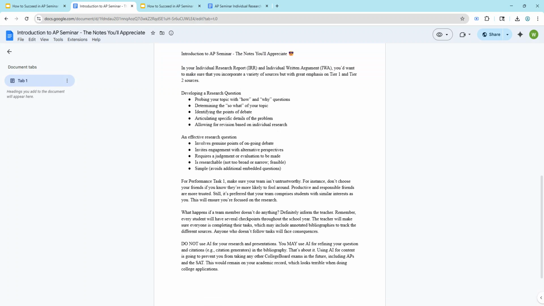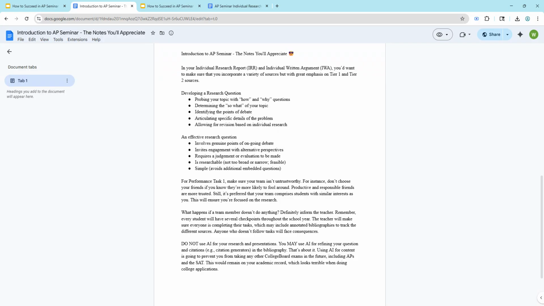How do we develop a research question? You want to probe your topic with how and why questions. You want to determine the so what of your topic. What makes your topic relevant to today's society? You want to identify the points of debate, articulate specific details of the problem, and allow for revision based on individual research. I cannot stress the importance of the last bullet point for developing a research question. You do not want to force certain results to come up on the internet or databases that you'll be using for research. Rather, you will have to modify your research question along the way, and that's absolutely okay.